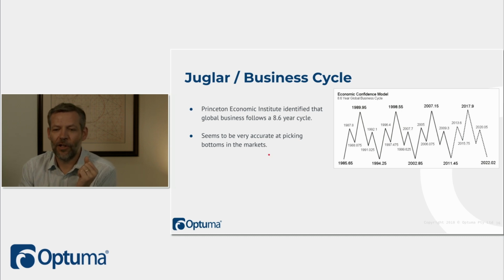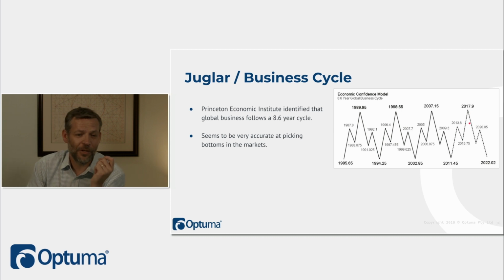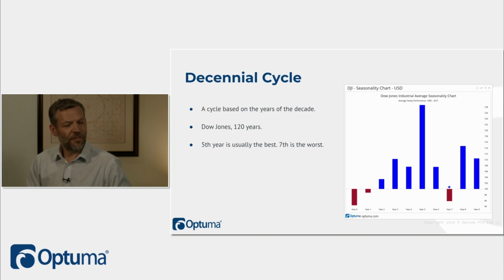Looking for a low in 2022. Looks like there's going to be a low around 18-19. We're sort of seeing that now. Interesting, this actual image was created in 2011, and so this was all forecast based off that. So far that seems to be holding quite well. Seems to be very accurate, picking bottoms and the major turning points in the market. The decennial cycle, being a yearly cycle, is one that we've seen a lot.